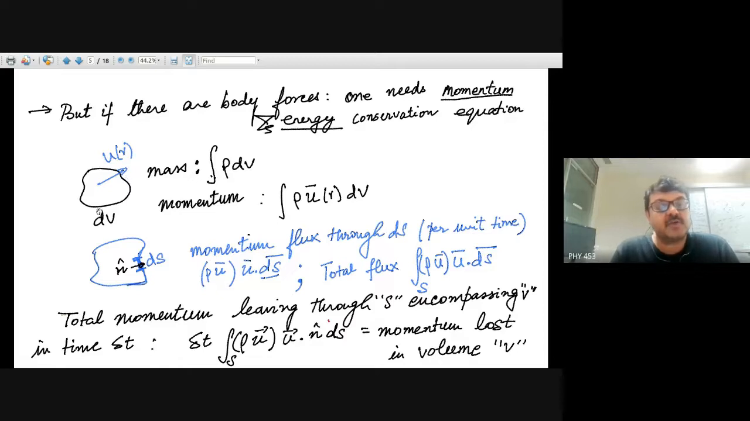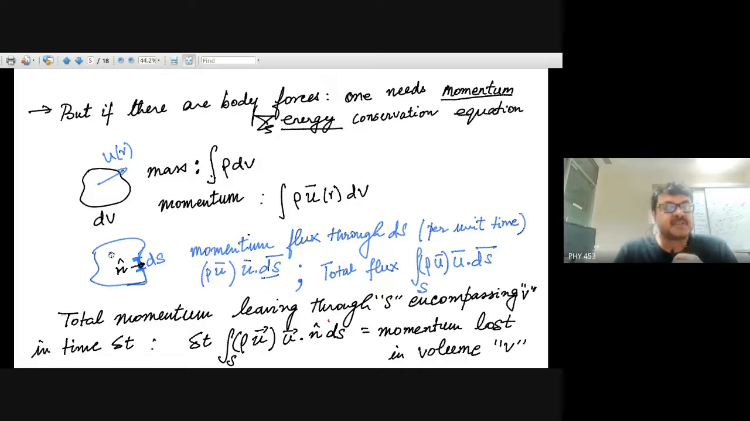momentum inside this volume element is going to be rho u. At each point it has a certain momentum, and if you integrate over the entire volume, you will get the total momentum inside this bigger fluid element. But if you have this volume element surrounded by the surface, you could also have momentum transport across the surface.